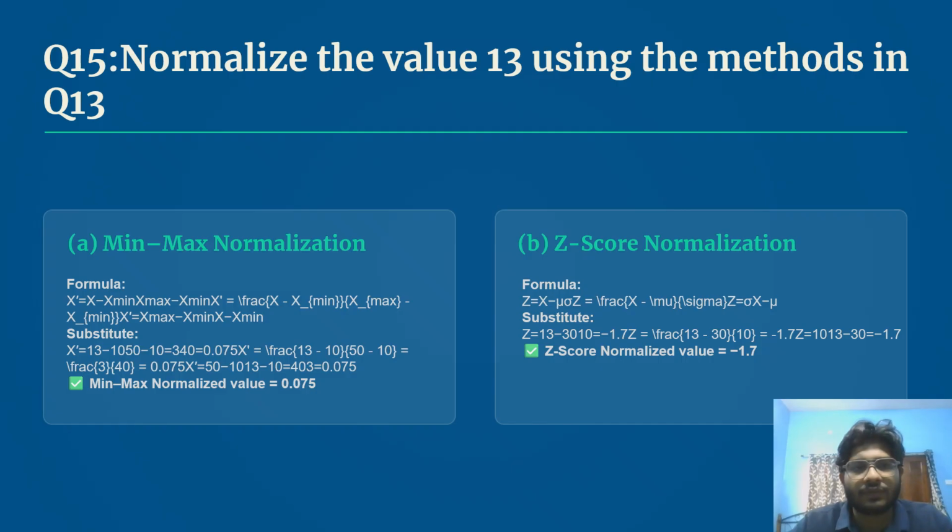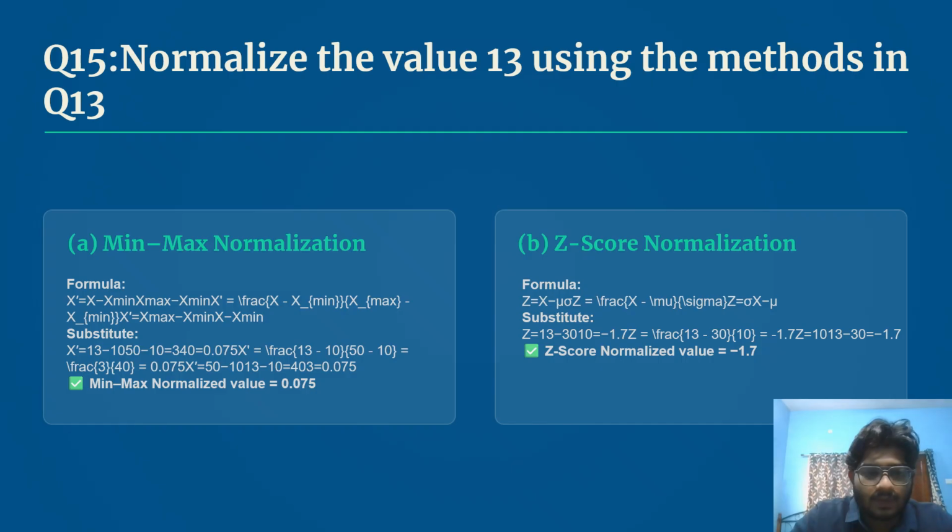Now question number 15, right? Normalize the 13 values using the methods in question number 13, right? Now we will normalize it. So we will use the min-max normalization and Z-score normalization on the data set that was given in question 13. So we have to apply these normalizations on that data set.